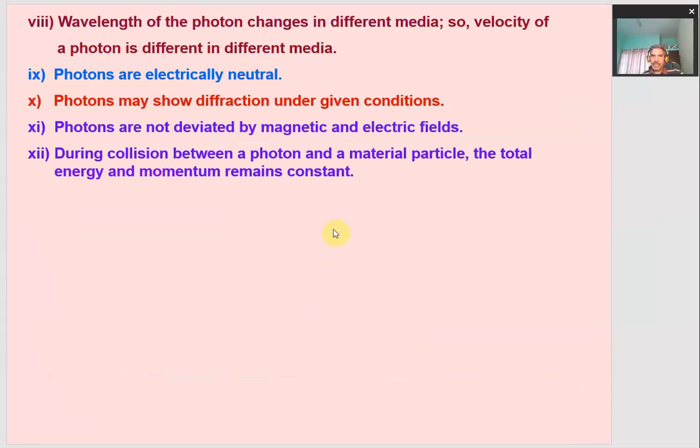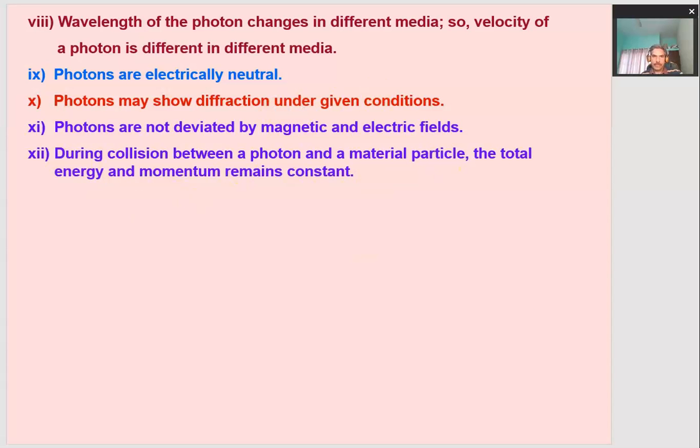Another thing is that the wavelength of the photon changes in different media, which we already know. So the velocity of a photon is different in different media. Photons are electrically neutral, so they are not deflected by magnetic and electric fields. Photons may show diffraction under given conditions, as we have discussed in Huygens theory. During collision between a photon and a material particle, the total energy and momentum remain constant. So these are the few things which must be remembered regarding the photon theory of the light proposed by Einstein.